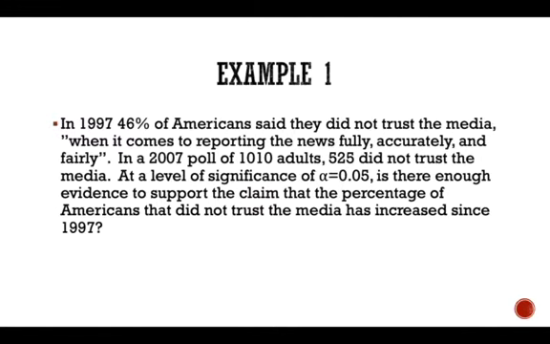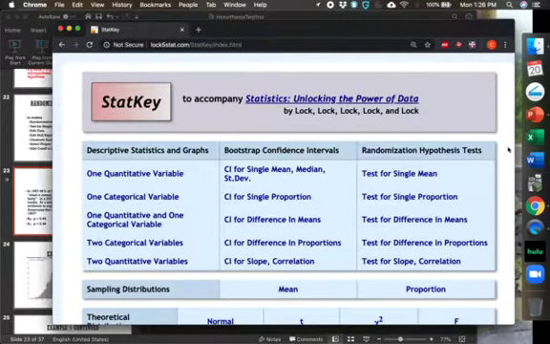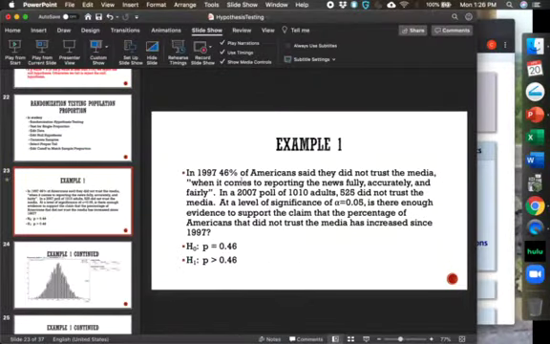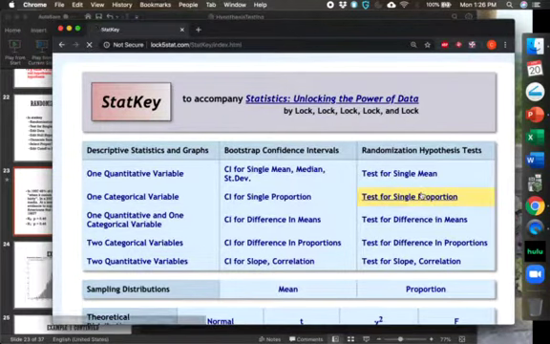Okay, so let's go into StatKey. We are in StatKey. What are we doing? We're doing randomization hypothesis tests. This wasn't a mean value, this was a proportion: 46% of Americans, single proportion.